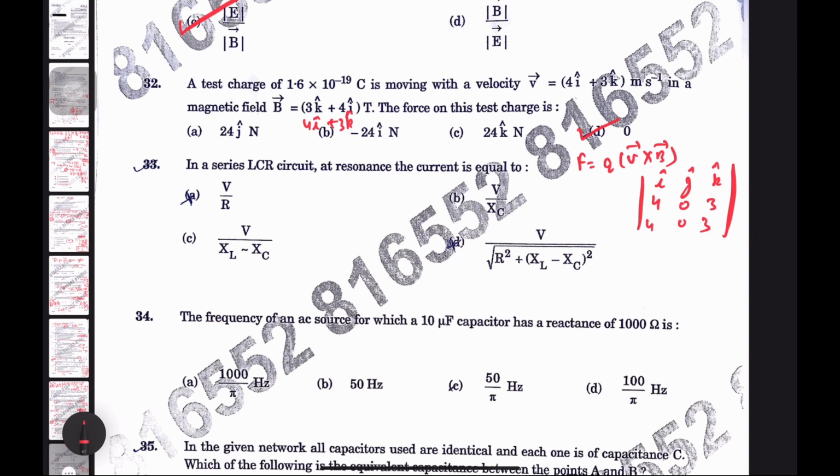Therefore 0 force is experienced by the test charge. Then, in a series LCR circuit at resonance, the current is equivalent.